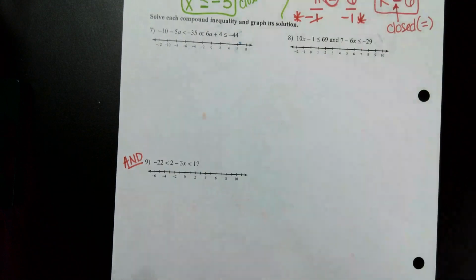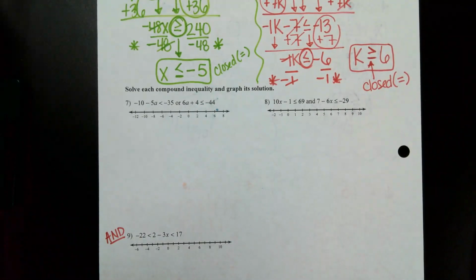And the only difference between them, the way you solve everything is the same as what we've been doing, but the only difference is with or, you're going to have 2 circles. They may both be open, closed. You may have one of each, but then they go opposite directions for the shading. And is going to go in between. I mean, that's the only difference between them.